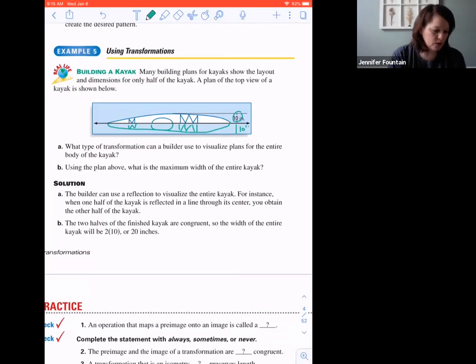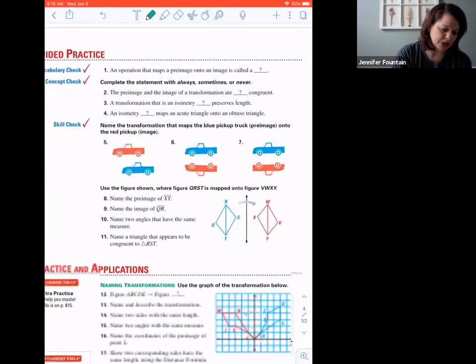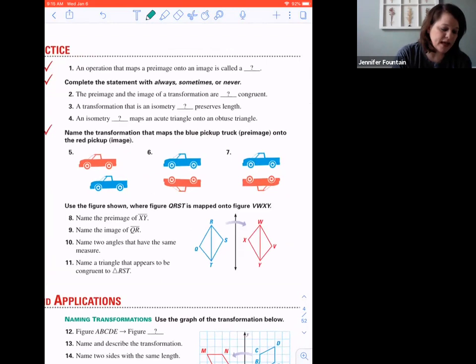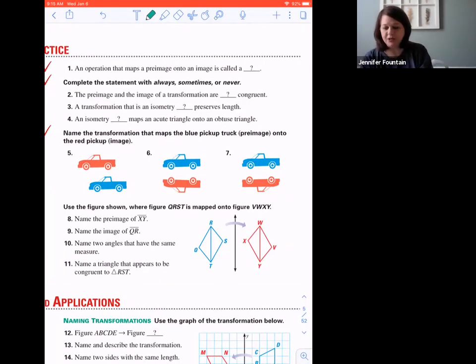So now we are to the guided practice, a short little section. It says an operation that maps a pre-image onto an image is called, what is this whole section about? When I map an image onto a pre-image, this is a transformation. Okay, we're talking about transformations. We talked about our main 3 different types of transformations: reflections, rotations, and translations.